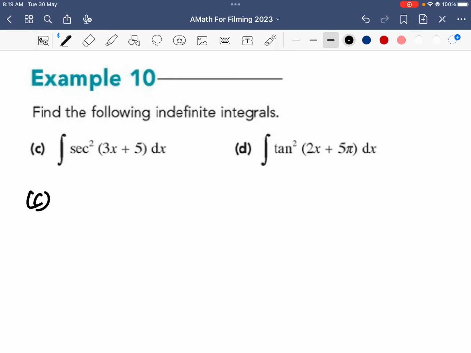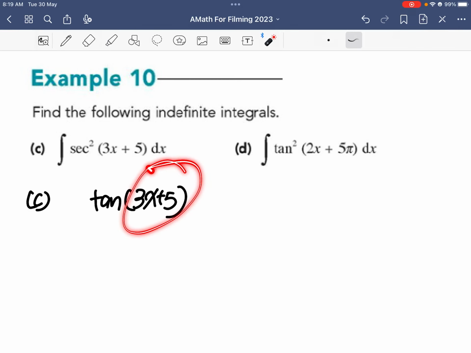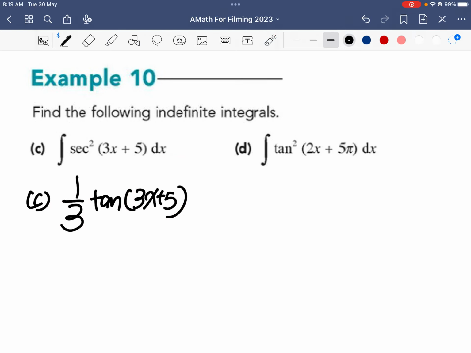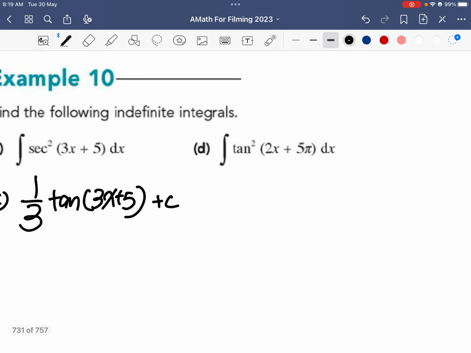Next one, part C. Secant square x. If you integrate secant square, what you get is tangent of 3x plus 5. Then, not forgetting, you differentiate 3x plus 5 and you divide. So you put a 1/3 here. Hence, I get 1 over 3 tangent 3x plus 5. Not forgetting, plus c, the integration constant.